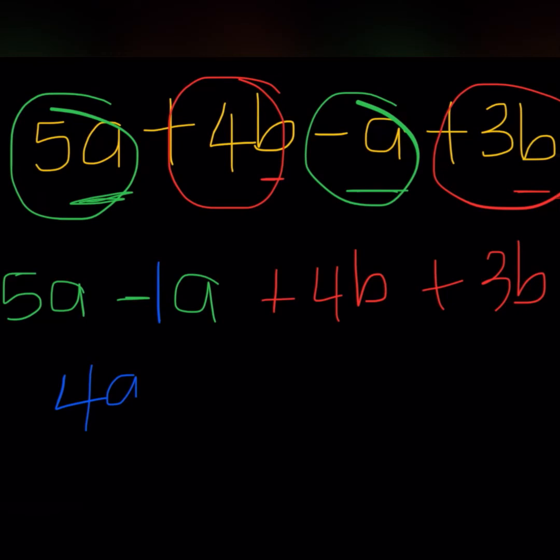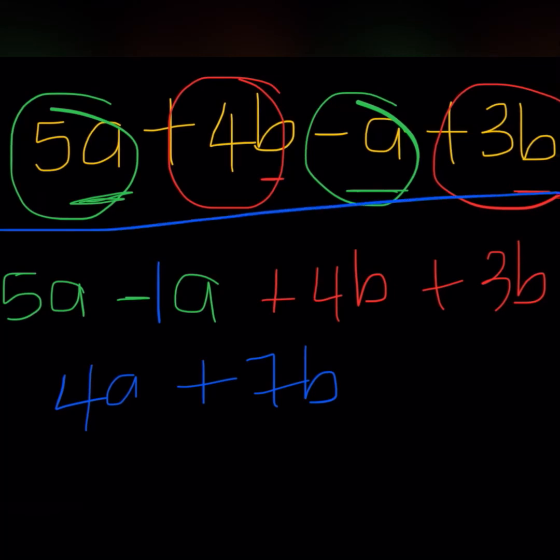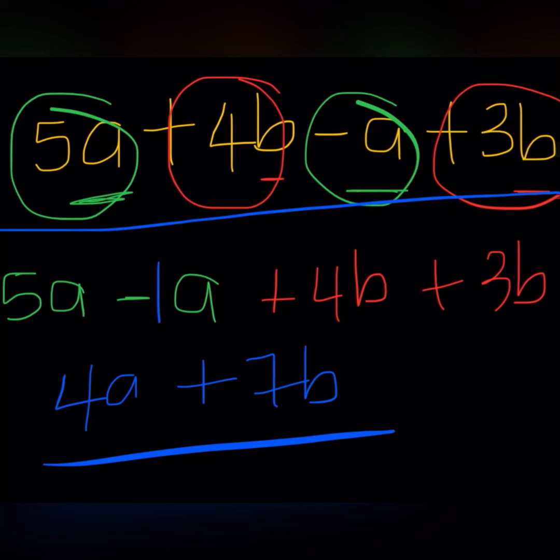It's just like saying 5 apples minus 1 apple. Then we have 4b plus 3b. And 4 bananas plus 3 bananas is going to give us 7 bananas. To simplify this expression, we would end up with 4a plus 7b.